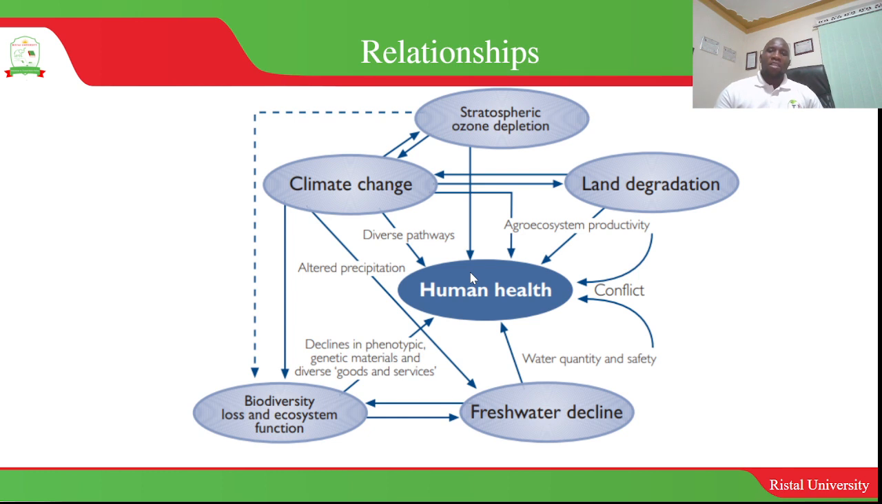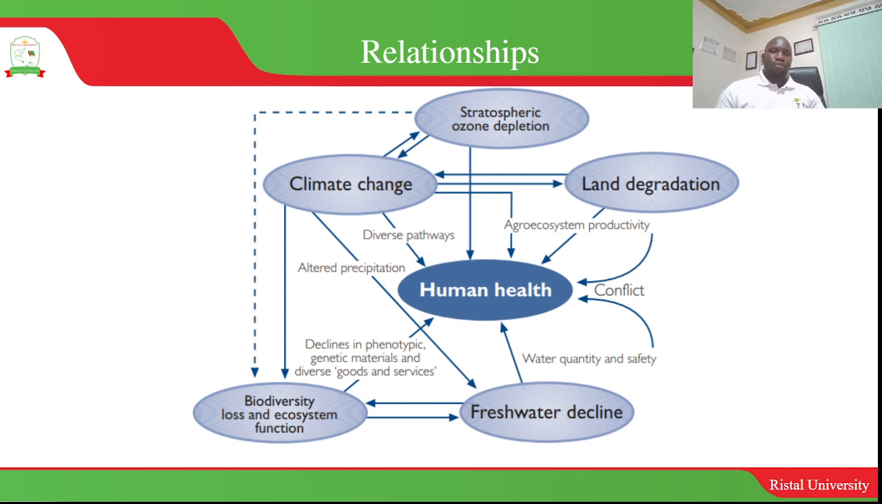The depletion of the stratosphere ozone layer also happens because of climate change, but also contributes to climate change. That's why you have two arrows. Climate change causes the depletion of the ozone layer, but the depletion of the ozone layer also contributes to climate change. Now, climate change in itself has very many ways in which it affects human health. You have the direct ways and the indirect ways that we shall see later on.